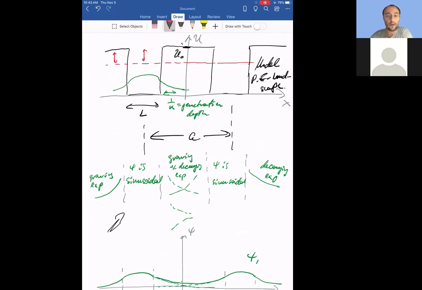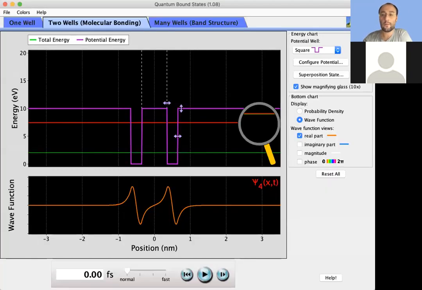So what I'm going to do, I'm going to pause. I'm going to show you some simulations for a little bit, okay? So here are the two wells.